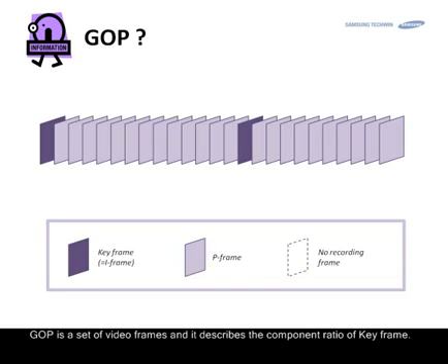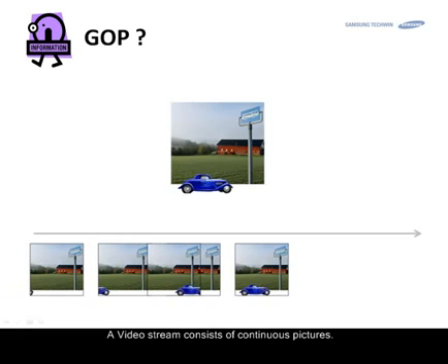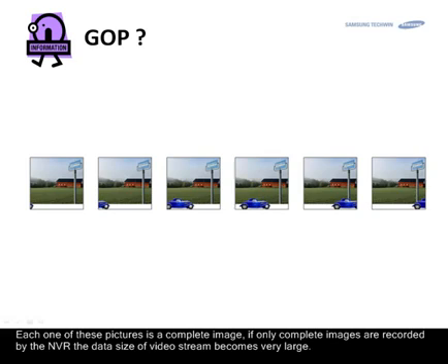GOP is a set of video frames, and it describes the component ratio of that keyframe. A video stream consists of continuous pictures. Each one of these pictures is a complete image. If only complete images are recorded by the NVR, the data size of our video stream becomes very large.